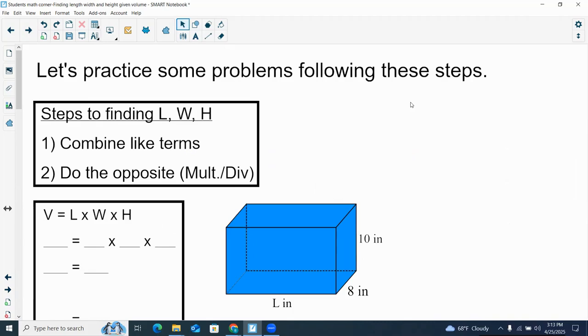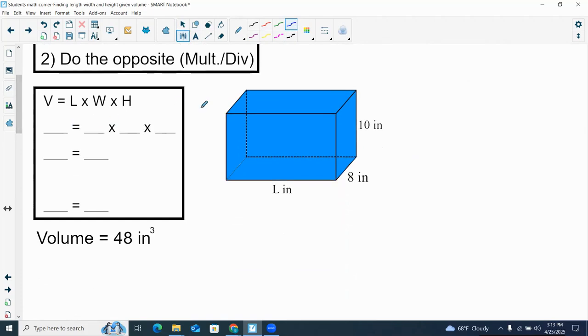So let's do some practice problems. So we're going to follow these steps. So step 1, you want to combine like terms. And then step 2, you want to do the opposite, which in this case is multiply or divide. So if I'm using my pen, I'm going to fill in what I already know.